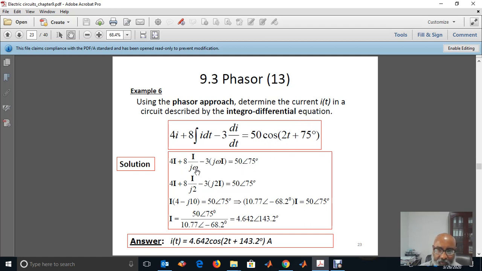And now what is omega? Omega is 2 here, so substitute 2, and here also 2, and rearrange this. After you rearrange, you get I times (4 minus j10) is equal to this, and after that we have I equal to this divided by this, which we will get like this. What is this form? This form is a phasor. So change it to the time domain, it will be 4.642 cosine of 2t plus 143.2 degrees.